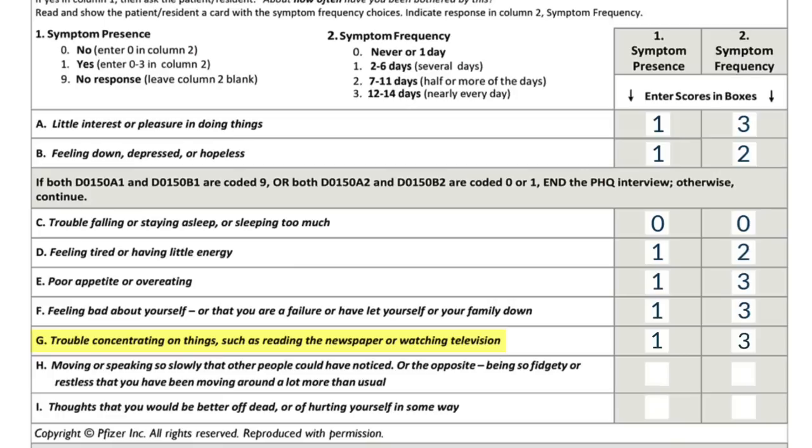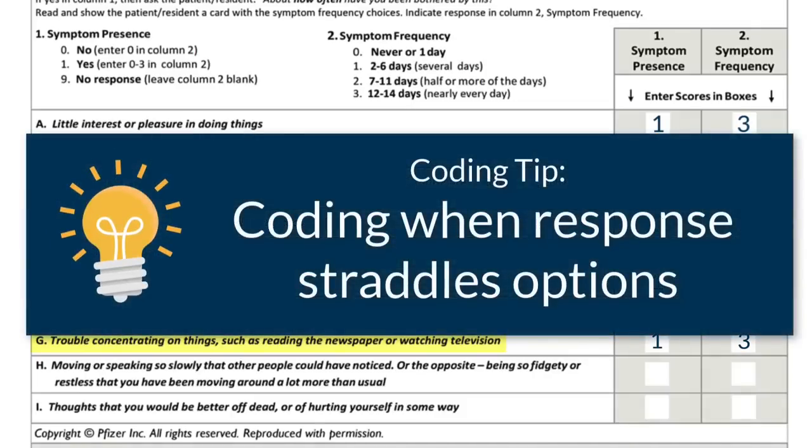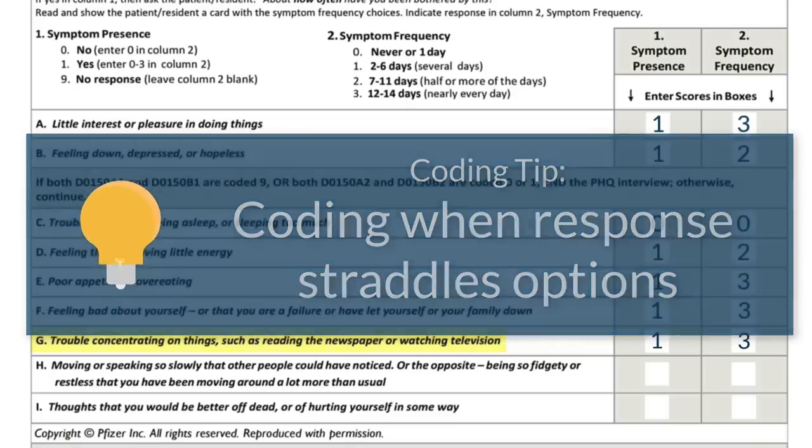Ms. Swanson stated that she had difficulty choosing between two frequencies and identified having this feeling around 11 to 12 days. This report straddles two code options. If a patient or resident has difficulty selecting between two frequency responses, code for the higher frequency.